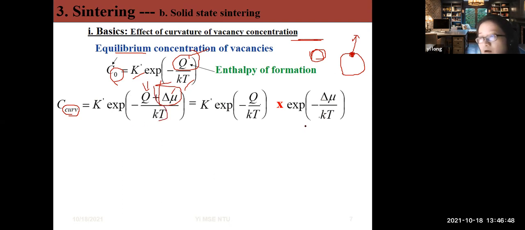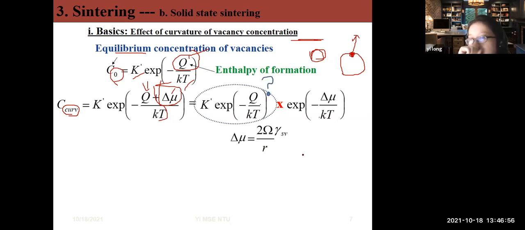Now I'm asking you, you already know that delta mu is Young's substitution, 2 omega gamma over R, right? So what is this one? Can you type? What is this portion? K prime exponential. What is this one?